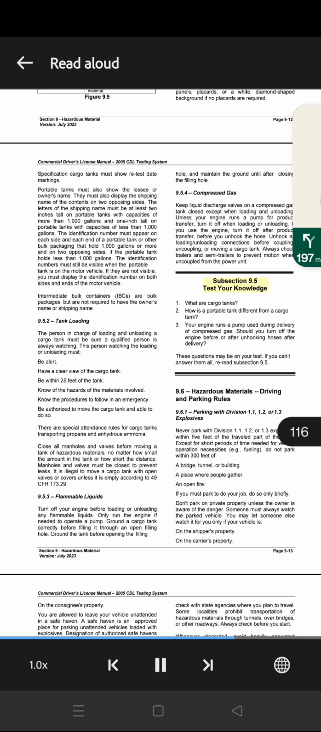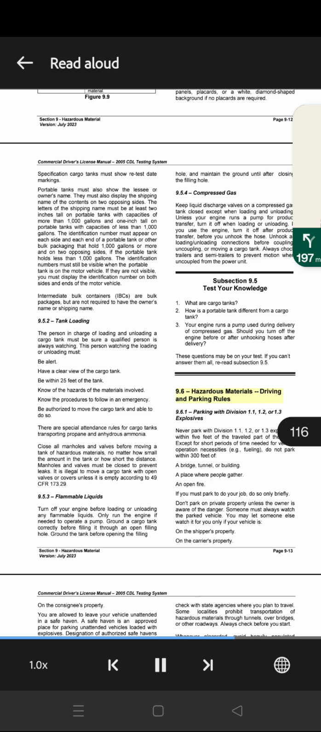Subsection 9.5 Test your knowledge. 1. What are cargo tanks? 2. How is a portable tank different from a cargo tank? 3. Your engine runs a pump used during delivery of compressed gas. Should you turn off the engine before or after unhooking hoses after delivery? These questions may be on your test. If you can't answer them all, reread subsection 9.5.